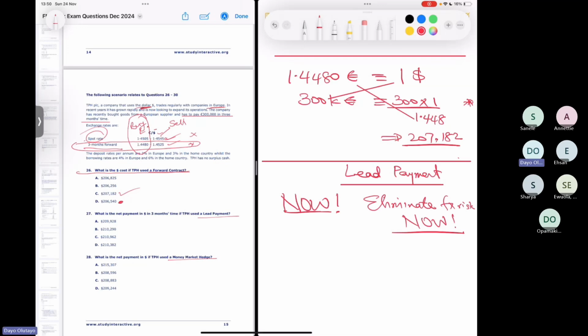And how do you do that? Look at this question. This guy has no surplus cash and he has to pay 300,000 euro in the future. That's a big challenge for him. He doesn't have money now and he has a liability in the future and he wants to eliminate that foreign exchange risk now, before 3 months' time. Then what does he need to do? Then he must borrow.